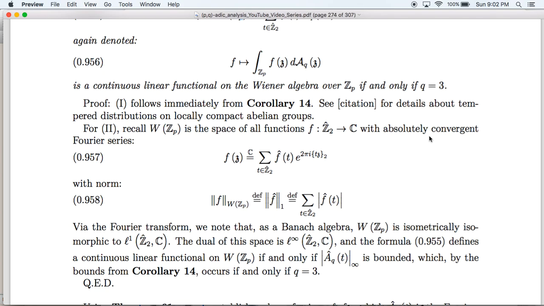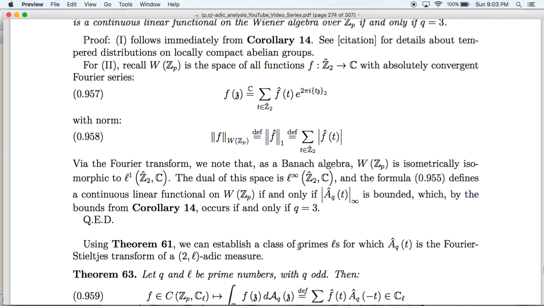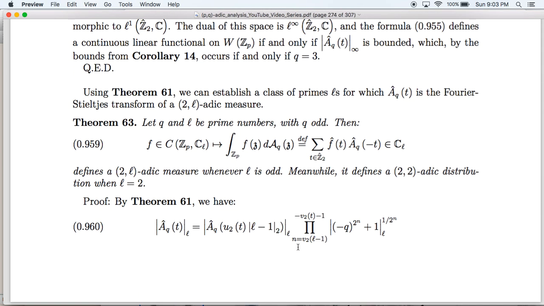For the Wiener algebra, we recall that this is the space of all absolutely convergent Fourier series. As a Banach algebra, it is isometrically isomorphic to the space of all absolutely summable complex valued sequences over Z_2 hat, and its dual is going to be the bounded sequences. And as we saw, A_q hat of t is bounded uniformly in t if and only if q is equal to 3. Now here's the really fun part.